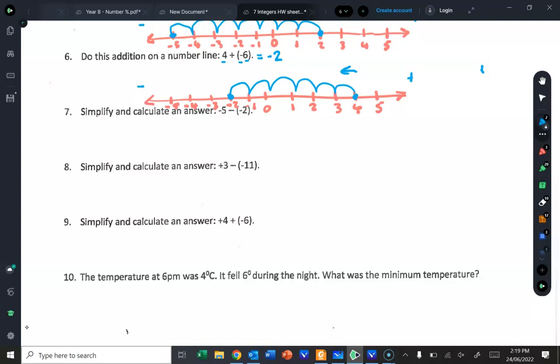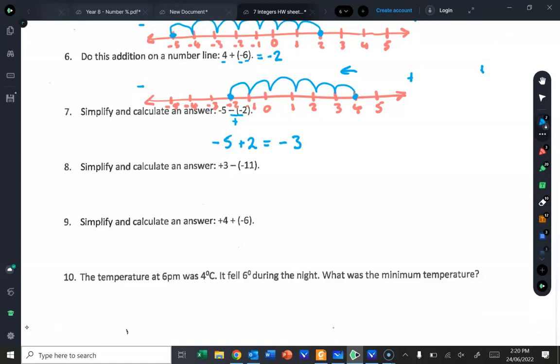Remembering here that if I'm looking at -5 minus -2, minus minus when they're stacked next to each other make a plus, so two wrongs make a right. So really this question is -5 plus 2. So let's say I owe you $5. I pay you back $2 and I still owe you 3.